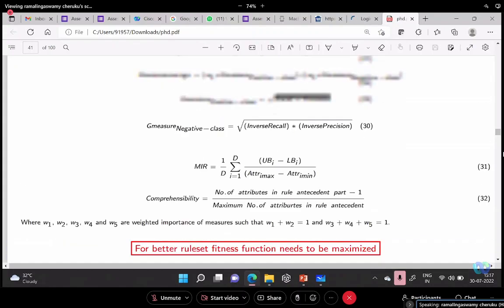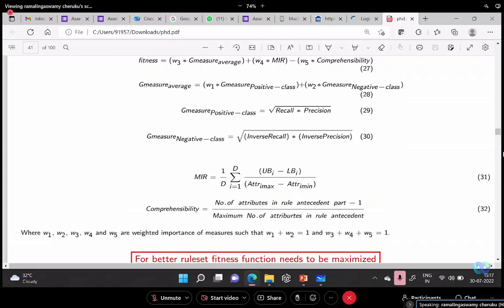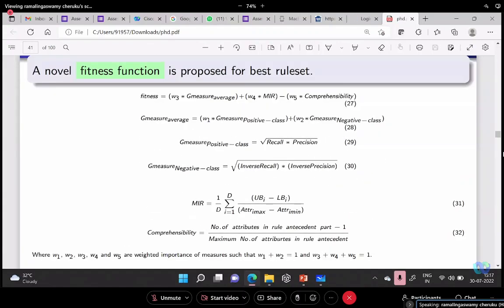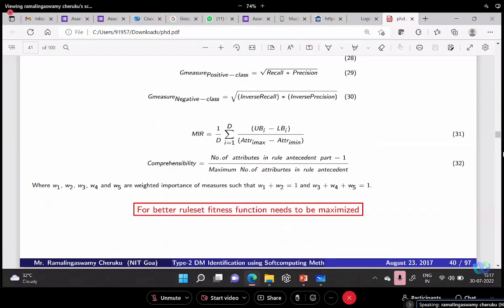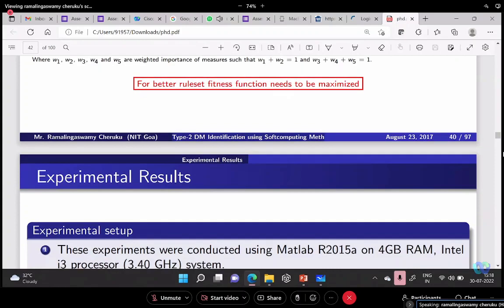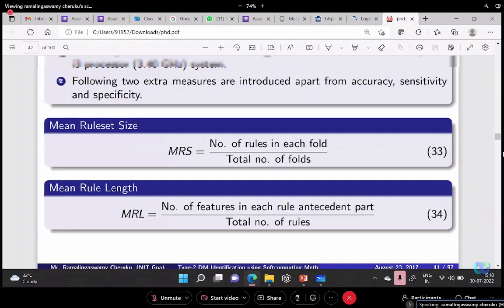That's the reason the first performance I want to maximize, and the MIR I want to maximize, and the comprehensibility I have to minimize. So overall I have to maximize this thing. So W4 into MIR minus W5 into comprehensibility. Because I want to minimize the comprehensibility, if you put a minus, then it has to be maximized. Minimizing the comprehensibility or maximizing minus comprehensibility, both are the same. This is how we have to calculate.